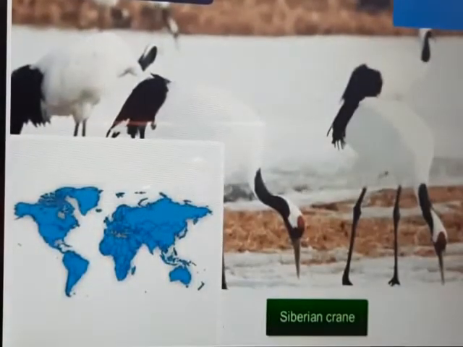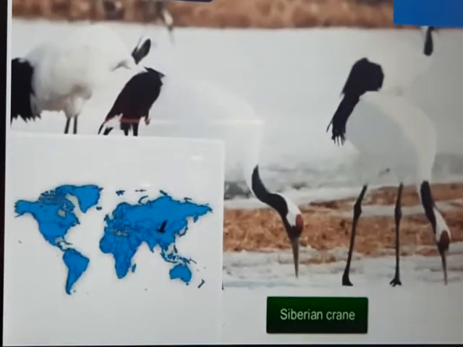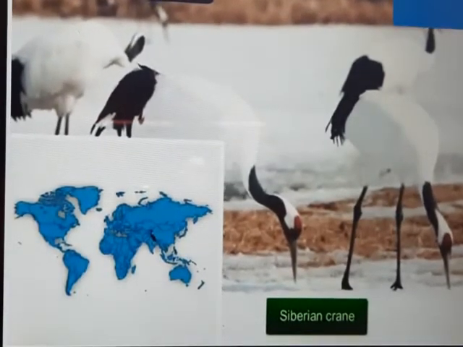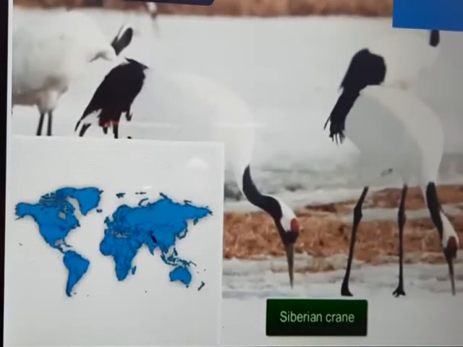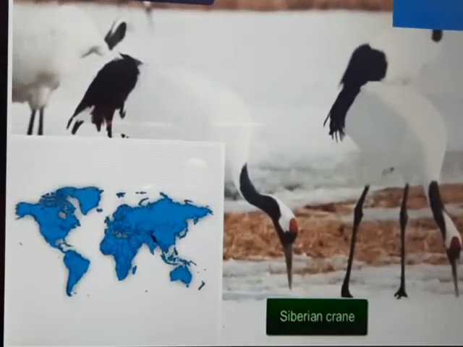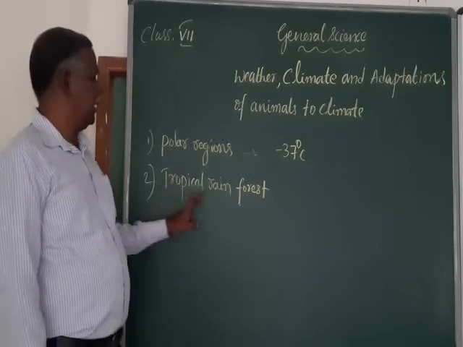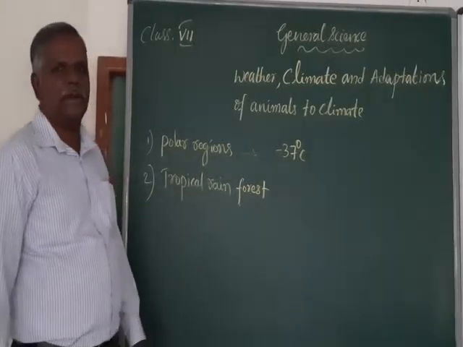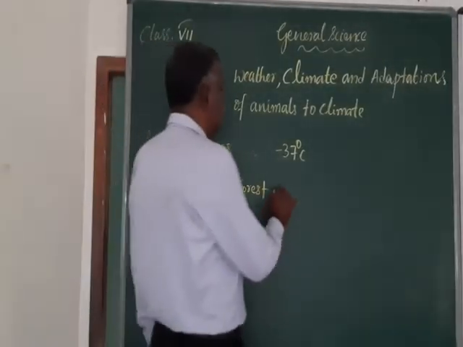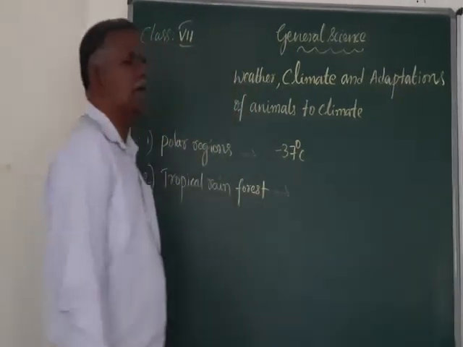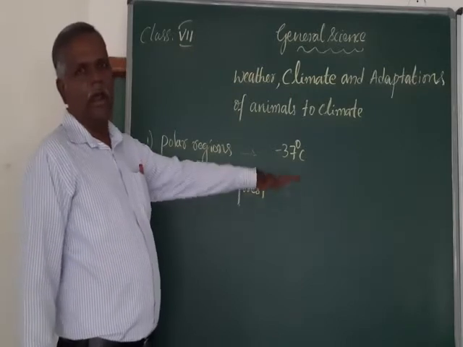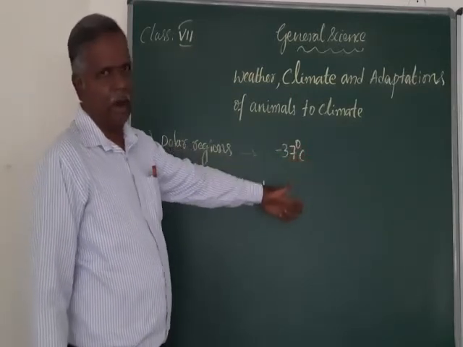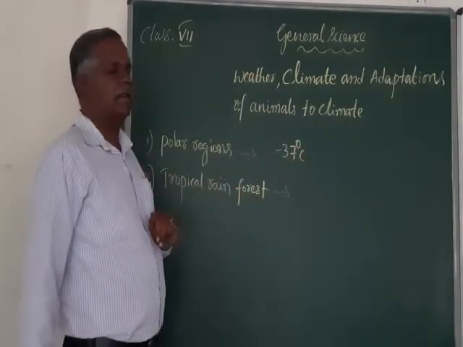For example, Siberian crane migrates from Siberia to places like Bharatpur in Rajasthan and Sultanpur in Haryana and some other places in India. Next climatic region is tropical rainforest region. It comes around the equatorial region, parts of India, Uganda, Kenya and other places. Indonesia comes under this region.